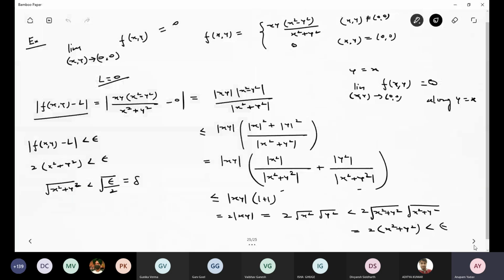हाँ जी बताइए। सर इसमें जो लास्ट थर्ड स्टेप है x स्क्वायर अपॉन x स्क्वायर प्लस y स्क्वायर, उसको हमने 1 कैसे लिखा?